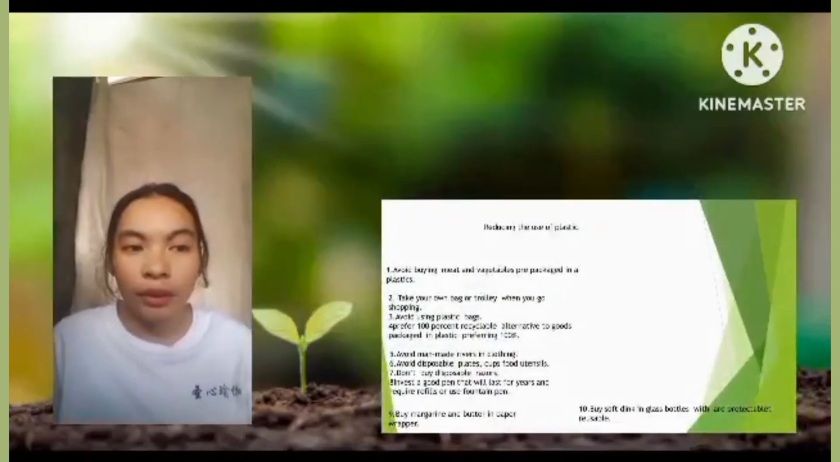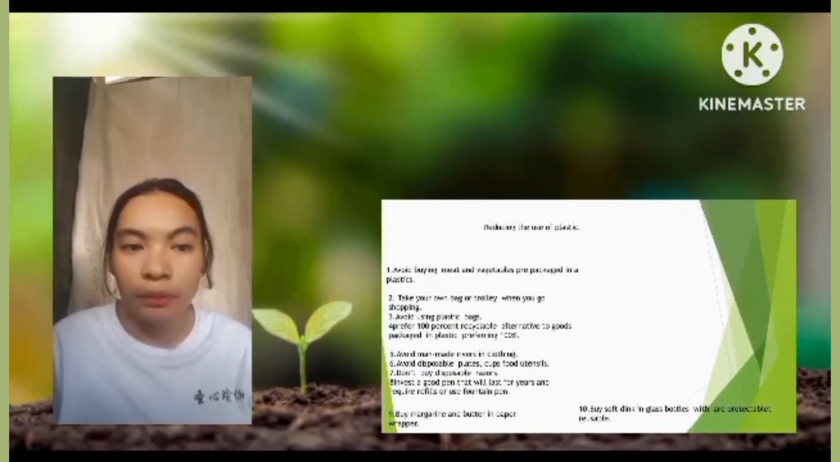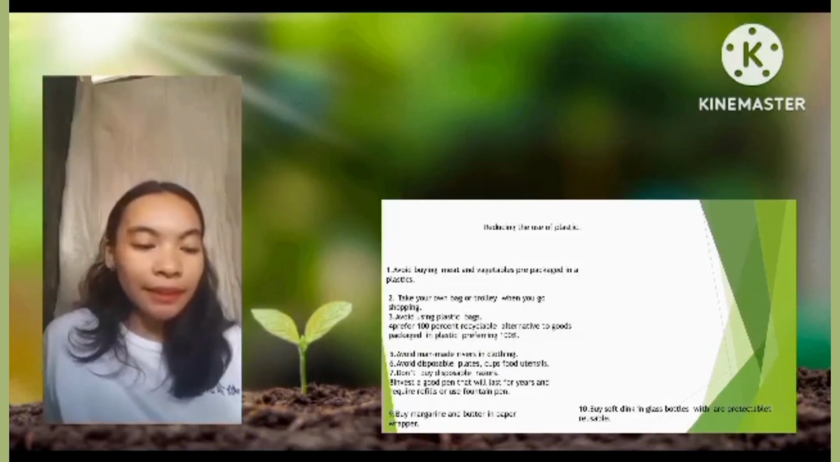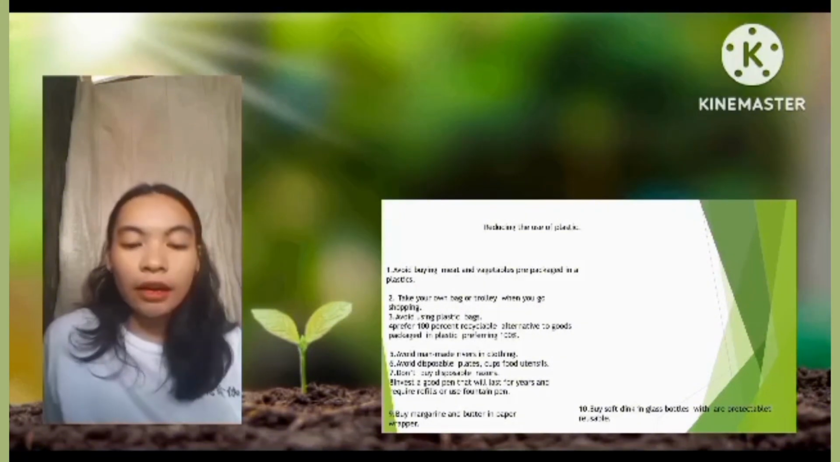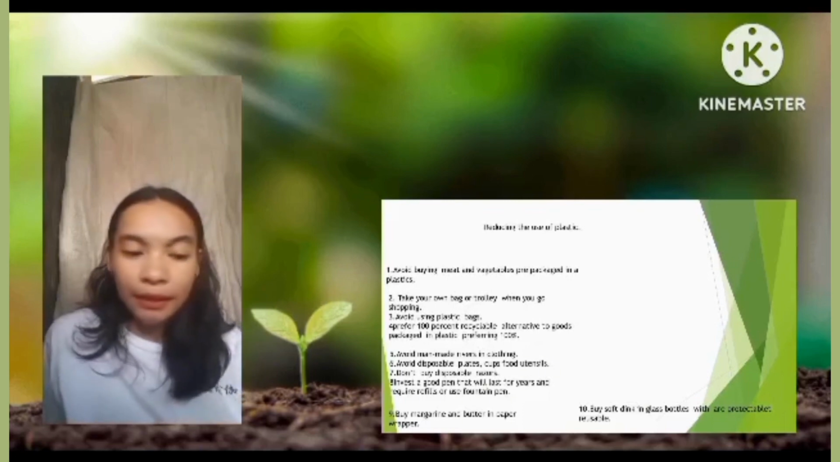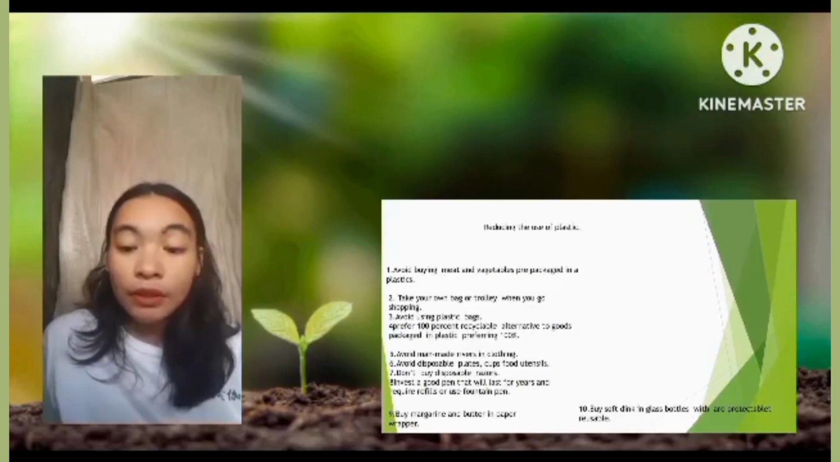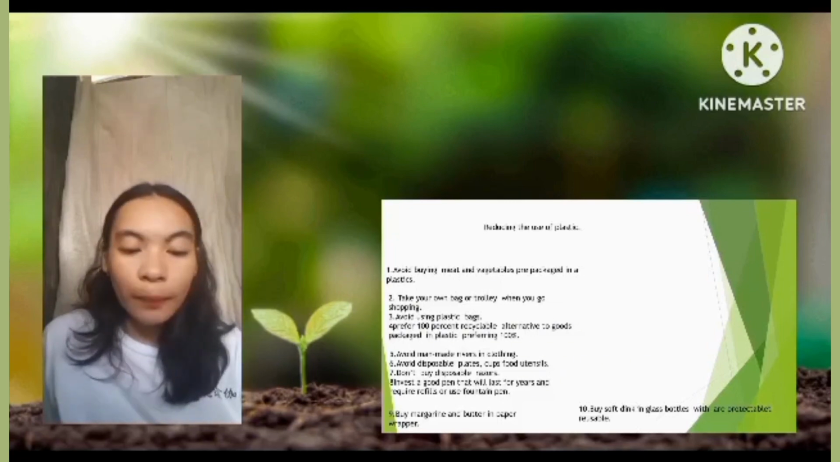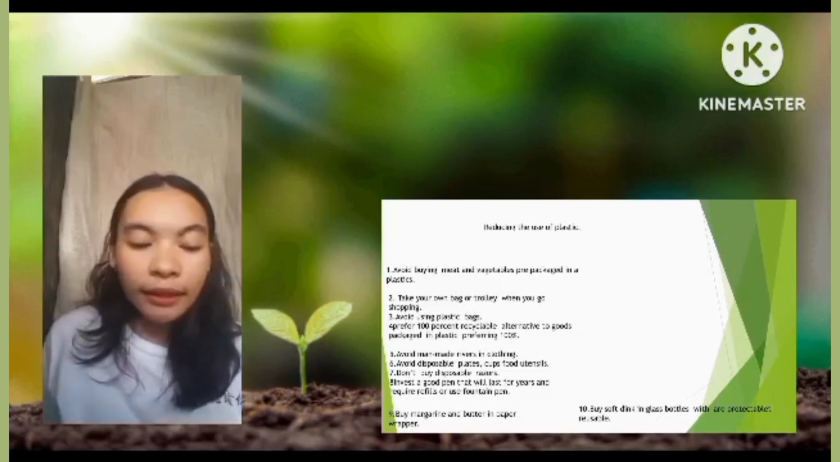Reducing the use of plastic. Avoid buying meat and vegetables pre-packaged in plastic. It's advisable to reduce environmental impact. Plastic packaging contributes to pollution and takes a long time to decompose, leading to waste. Choosing plastic-free packaging products helps minimize single-use plastic consumption, providing a more sustainable and eco-friendly lifestyle. Additionally, it reduces the carbon footprint associated with the production and disposal of plastic packaging, contributing to a healthier environment.